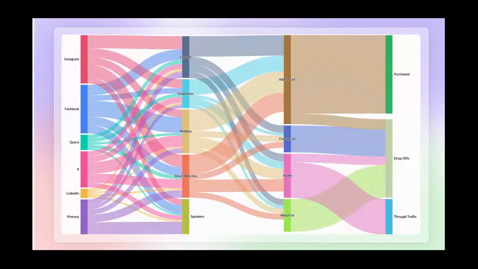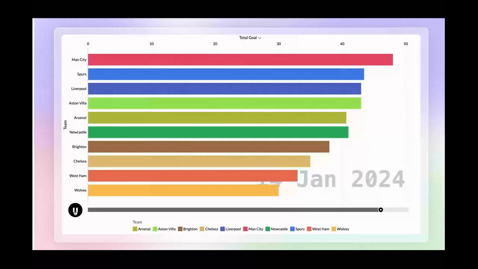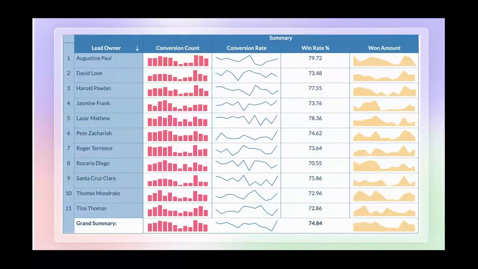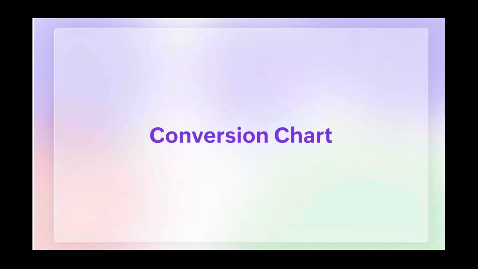I'll show the charts as well. Sankey chart, and then we have the raising chart. This is the geomap chart. Sparkline charts within pivot tables. Sunburst chart. And finally, the conversion chart.